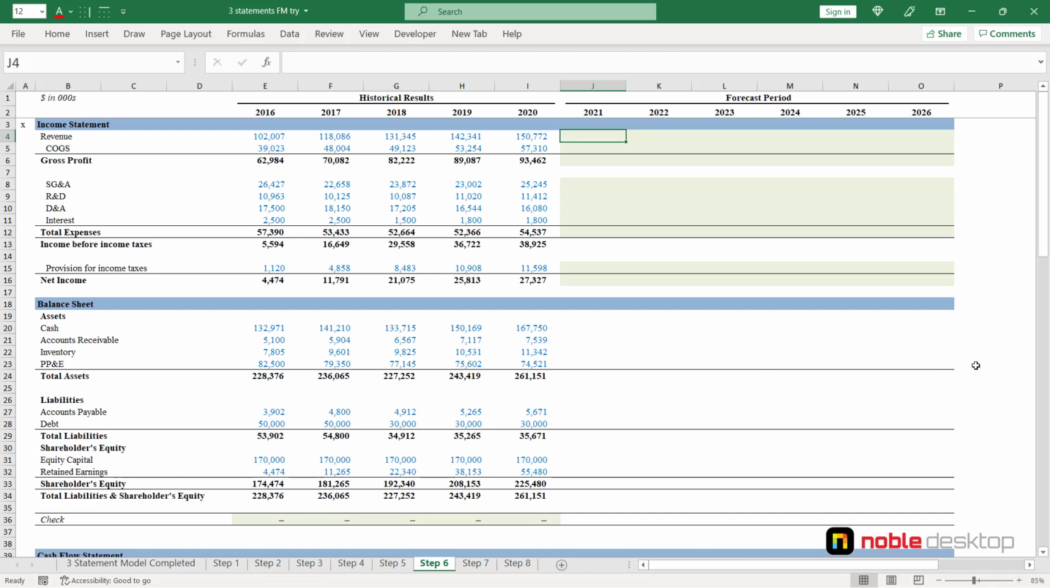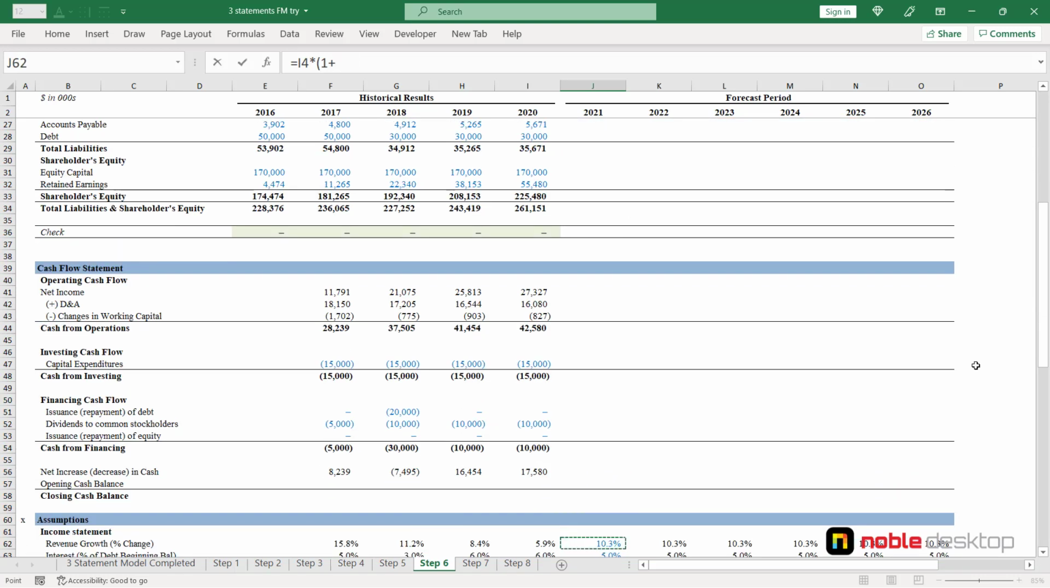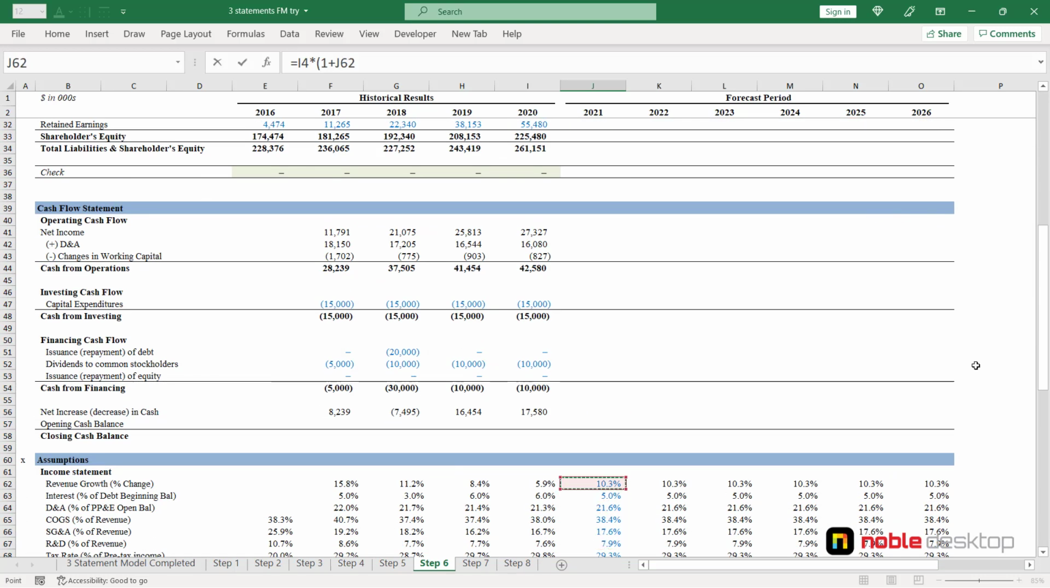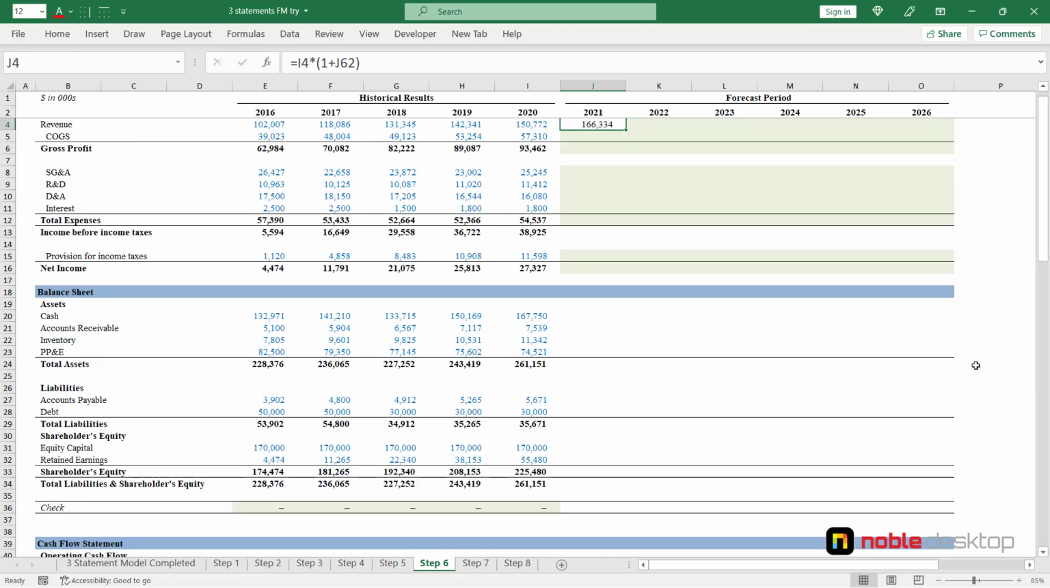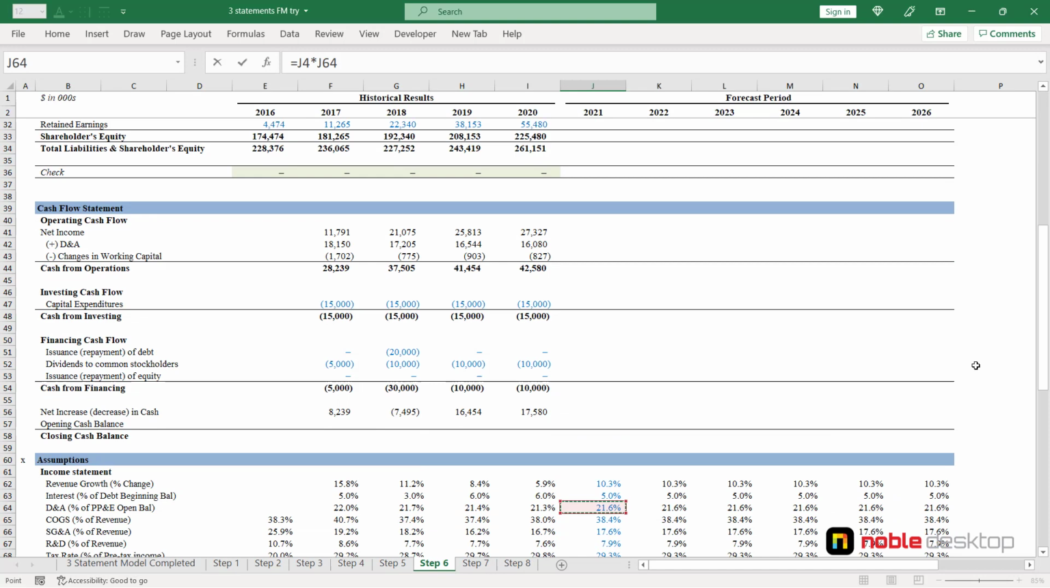My revenue in the cell J4 will be equal to the revenue in the previous year multiplied by 1 plus my revenue growth in my assumptions down below in the row 62. My COGS is equal to my revenue multiplied by COGS by revenue assumption we have down below as well in the row 65.